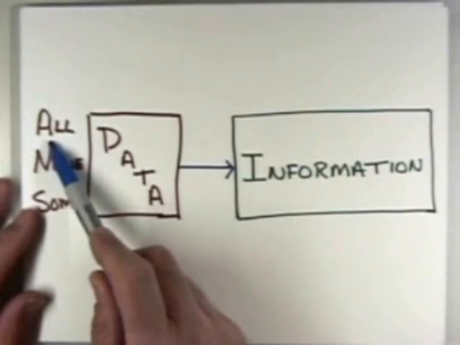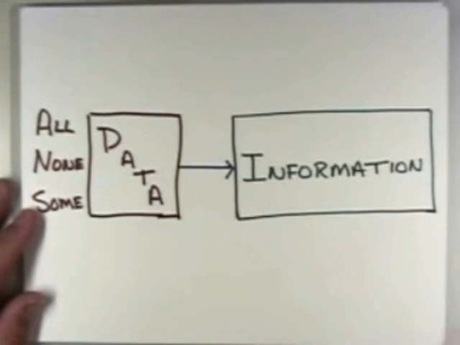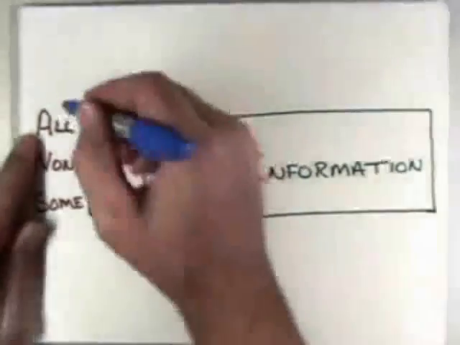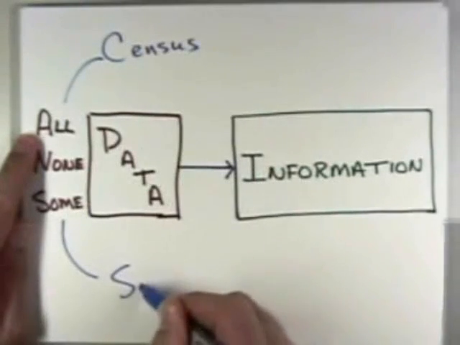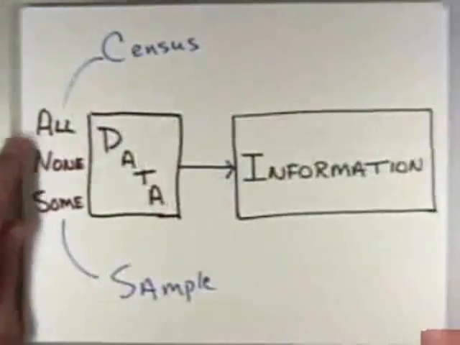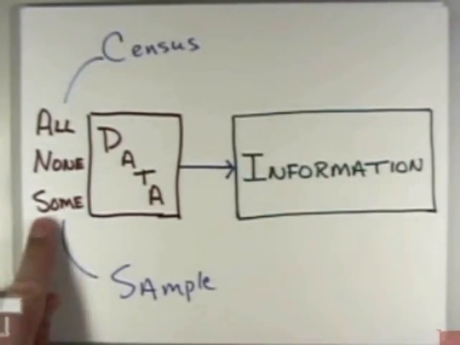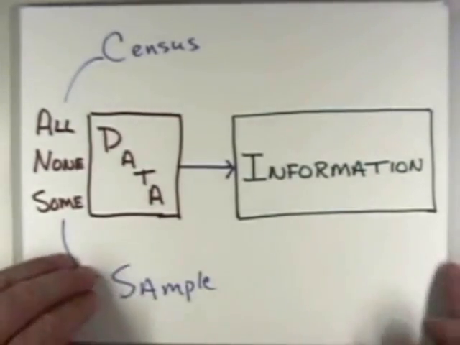When we work with data, we can have all the data, none of the data, or some of the data to create our information. If we have all of the data, we use the phrase census. And if we have some of the data, we use the word sample. When we have all the data, frequently this is called decision making with certainty and is studied in areas called applied mathematics. When we have some of the data, we have a sample. This is called decision making under risk, also known as statistics.